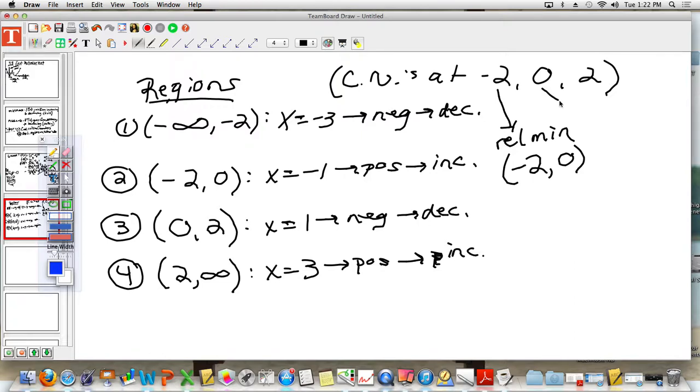What about 0? What is that? Well, it's a relative what? It's a relative maximum. And we know that that happens at 0, comma, what is it? 2.5 exactly? Or does it go on and on and on? Okay. So we'll say 2.5.